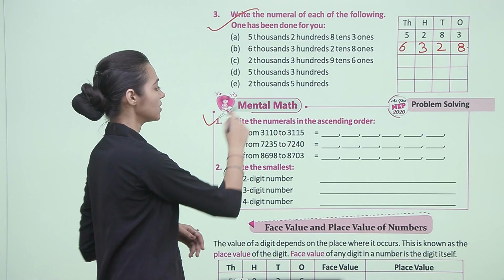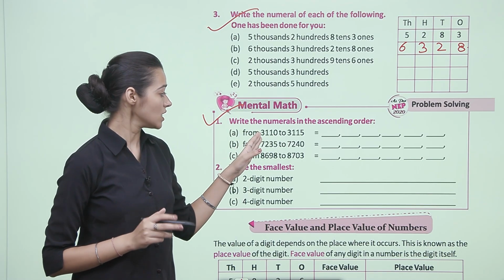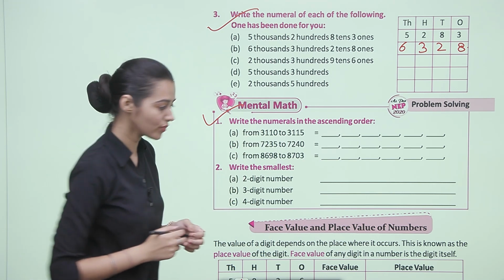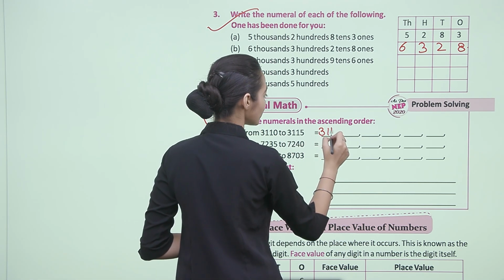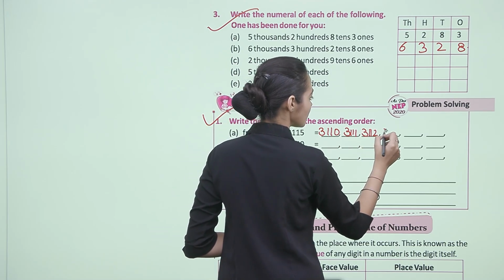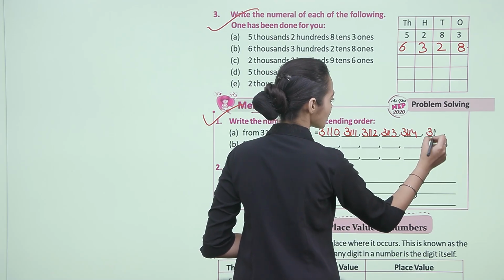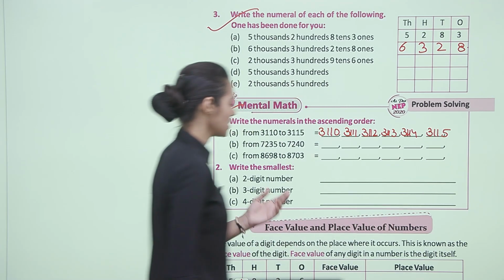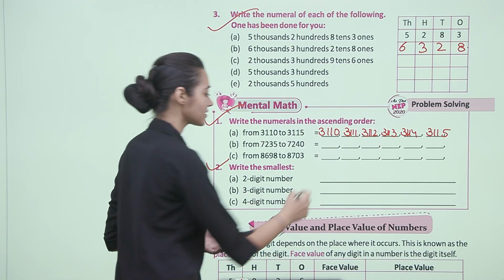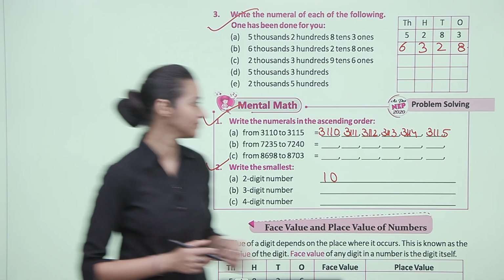Now in the next one, we have mental maths. We have to write the numerals in ascending order from 3110 to 3115. We will write it as 3110, 3111, 3112, 3113, 3114 and 3115. That's how we have to complete it. Now in the next one, we have to write the smallest 2-digit number, that is 10. Now let's look at the next one.